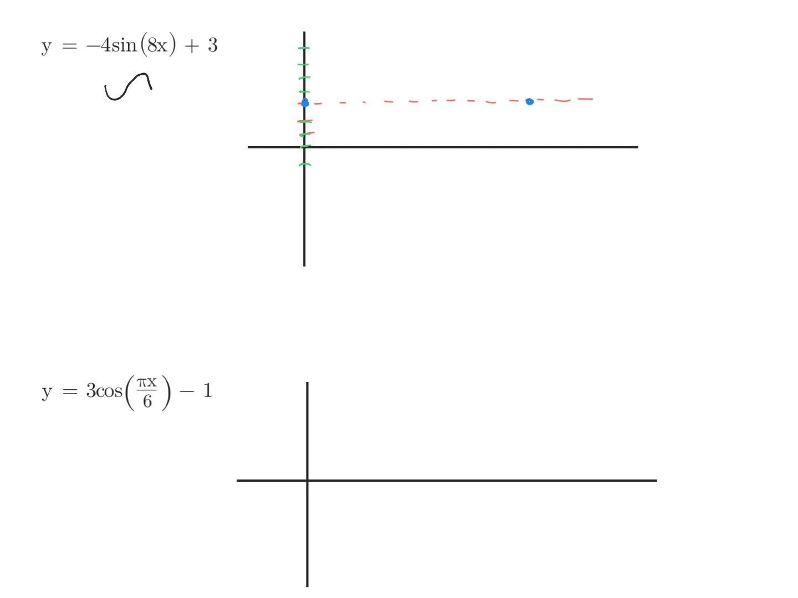Alright, so all I'm going to do now is start here at the midline, end at the midline, and in the middle, I'm going to go down halfway, I'm going to go down 4, and halfway here I'm going to go up 4, and I draw my sketch. There is a sine graph.